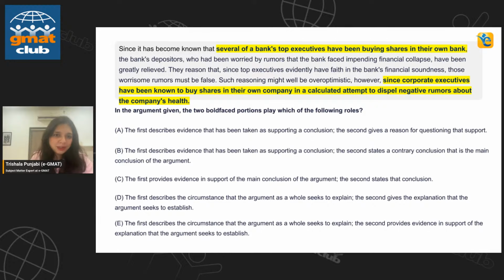Why? Because of the magic table. It says the first provides evidence in support of the main conclusion of the argument. The first is actually against the main conclusion. So I think that is clear to everybody. So now it is between A and B.